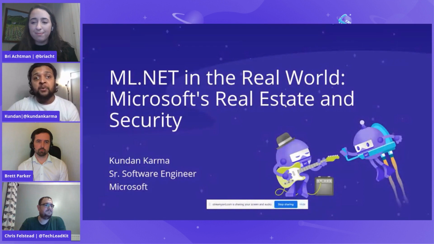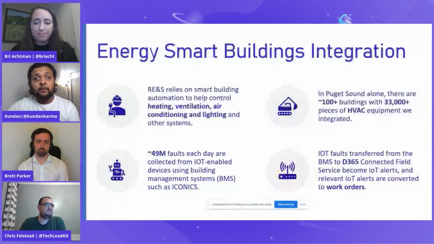Keeping the campus and Microsoft facilities running smoothly is a large undertaking. For that, we rely on smart building automation. It helps us manage and control the heating, ventilation, air conditioning, and lighting systems. In North America Puget Sound alone, we have 100 plus buildings and 33,000 plus HVAC devices, all of them IoT equipped.